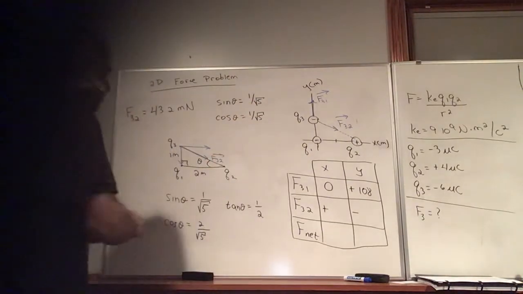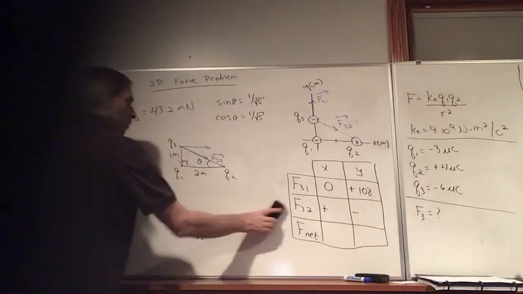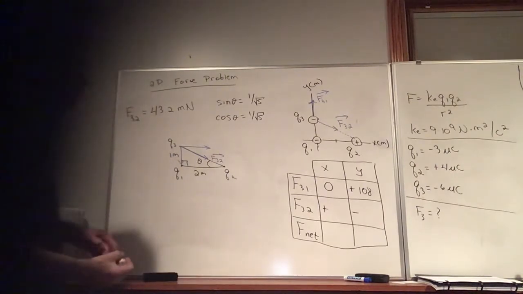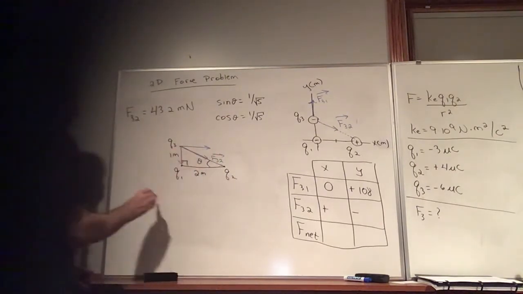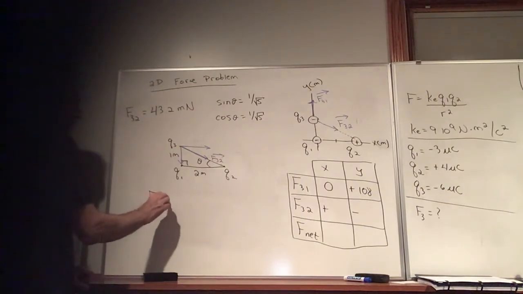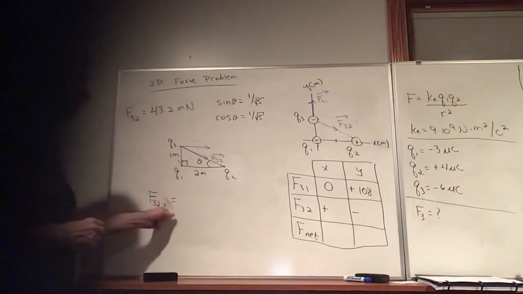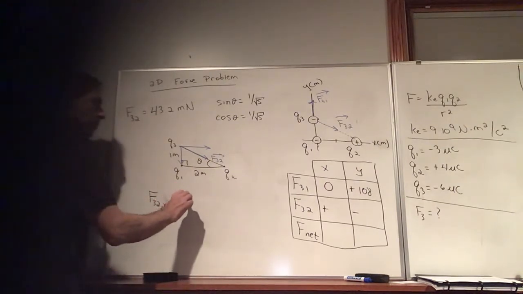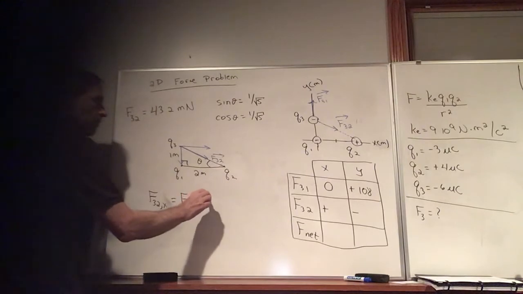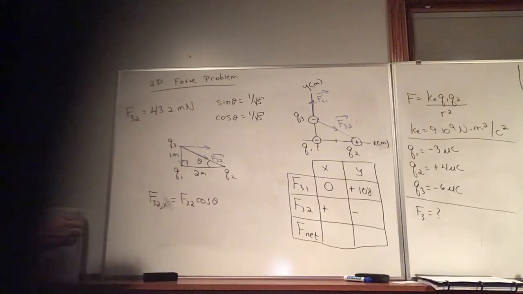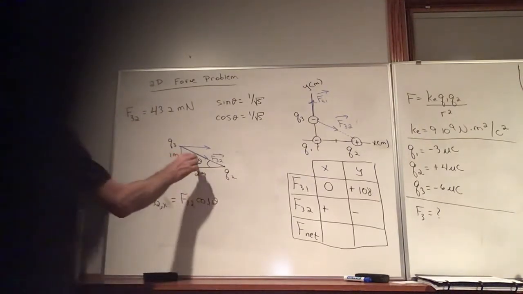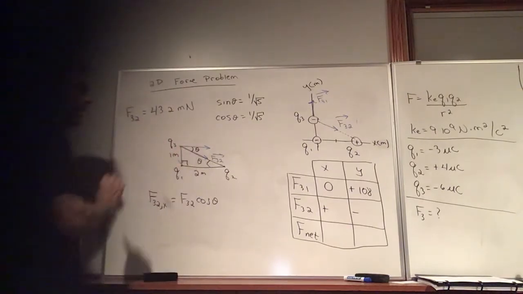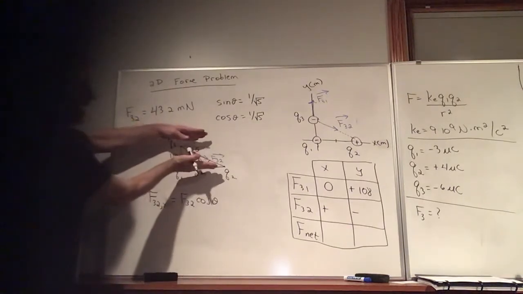Here's another way we can do this without really finding the angle. Let's look at F32x. I guess I'll write it like this. So here's our force. We want the x component of that. That would be F32 times cosine of the angle. So this angle is the same as that angle. Again, these lines are parallel.